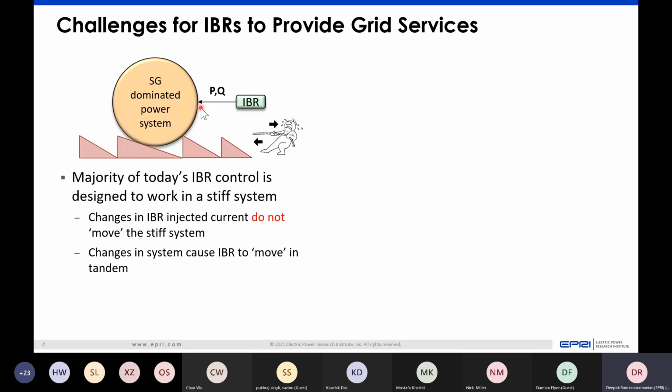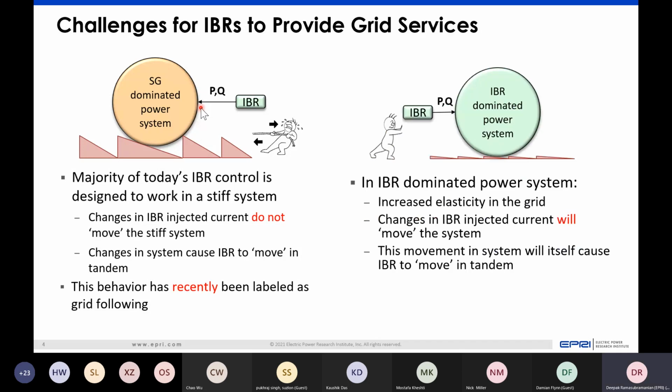That kind of a behavior recently we have started labeling as grid following. It was always there, it's just the label has been attached recently to this behavior. Now, in contrast, as we move towards a system which will now be dominated by inverter-based resources, firstly, there's increased elasticity. So there's more flexibility that's brought about in the system. There's less resistance to movement. You can move the system around faster because it's pure electrical signals that's just moving around the network.